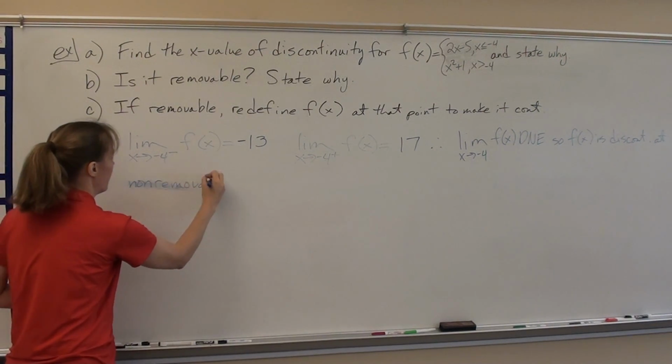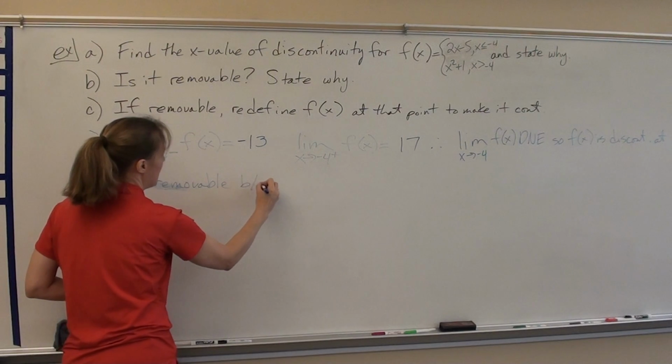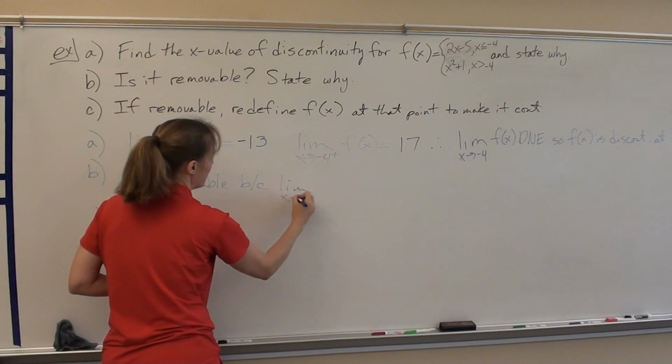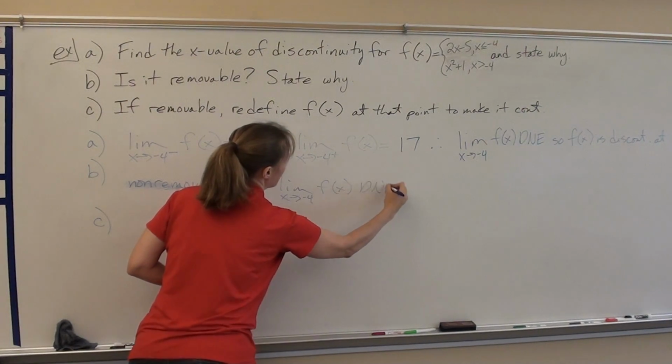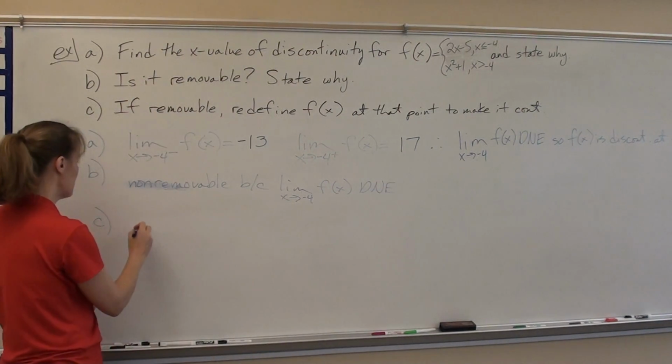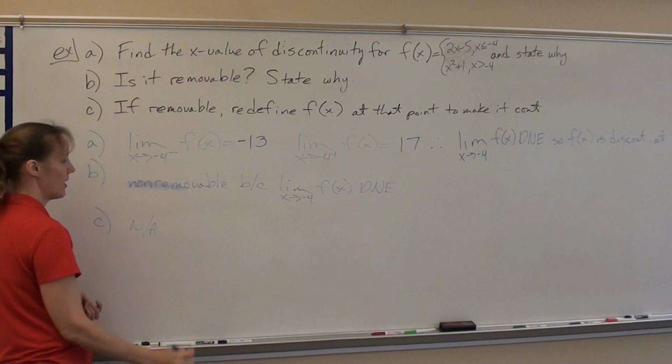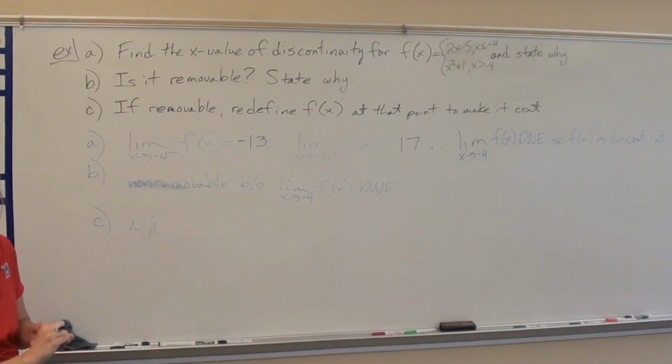Non-removable because the limit as x approaches -4 of f of x does not exist. And then therefore this one, not applicable because the discontinuity is not removable.